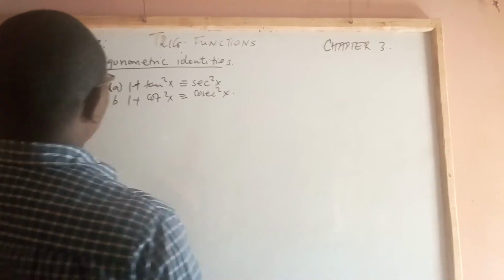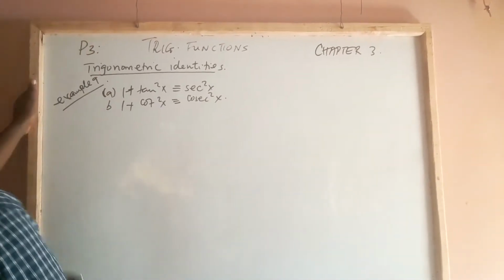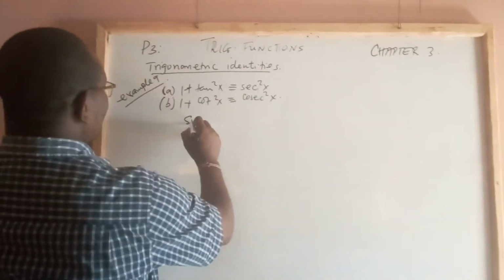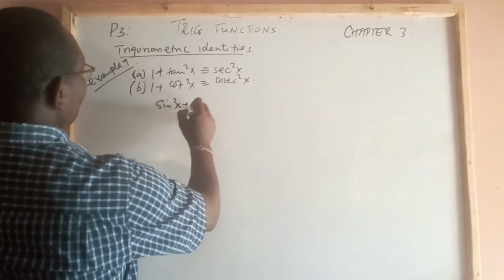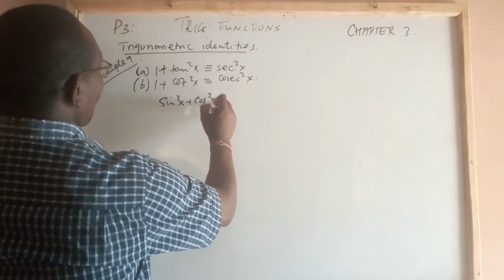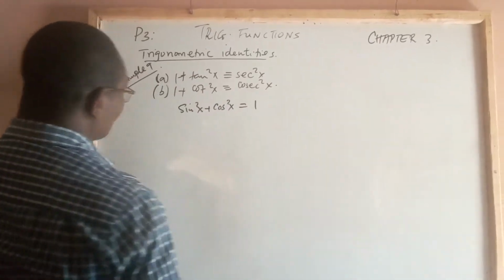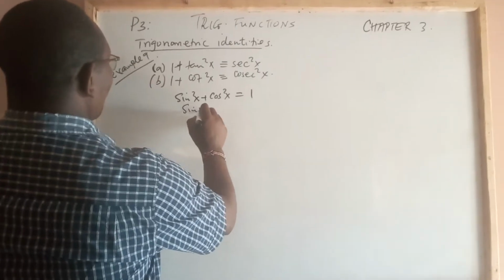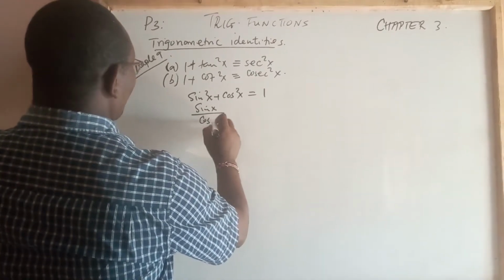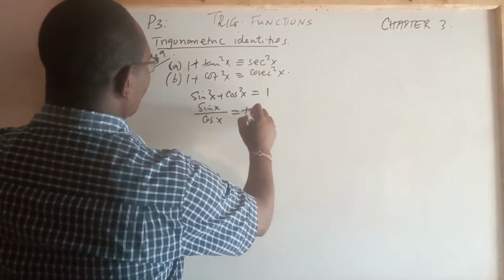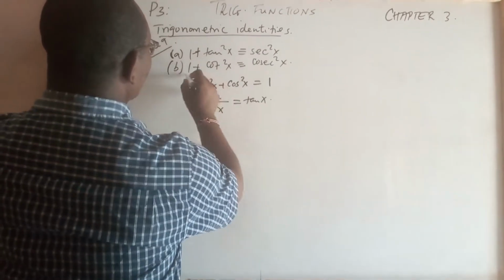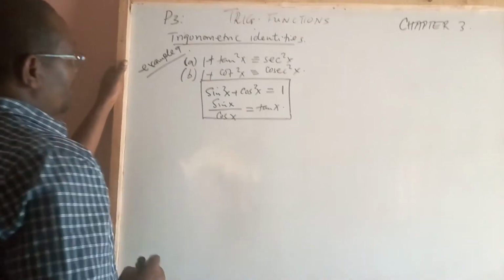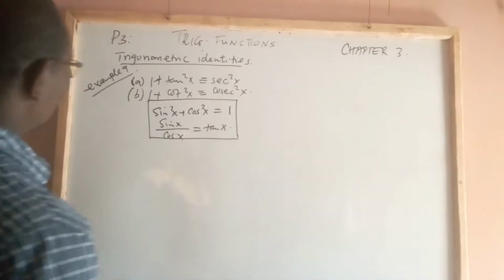But I want us to remember one major identity, which is the primary of all this: the sine squared x plus the cosine squared x is equal to 1. Another one is that the sine of x over the cosine of x gives us the tangent of x. These two are very important and critical in proving any identity.